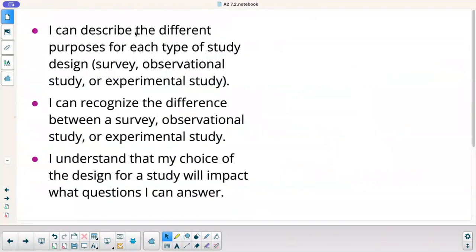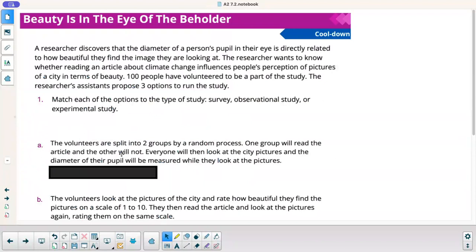All right, so back to our goals. I can describe the different purposes for each type of study design: survey, observational study, or experimental study. I can recognize the difference between a survey, observational study, or experimental study. I understand that my choice of the design for a study will impact what questions I can answer. All right, last thing here.